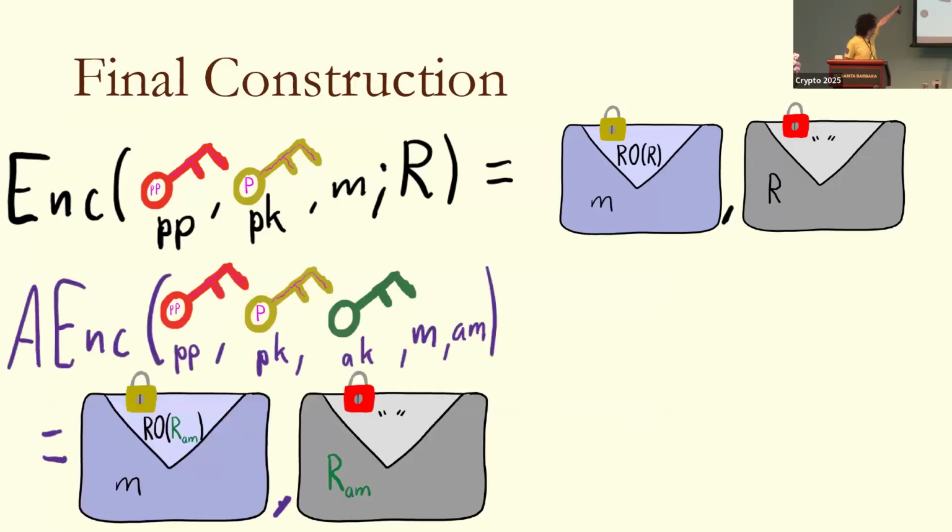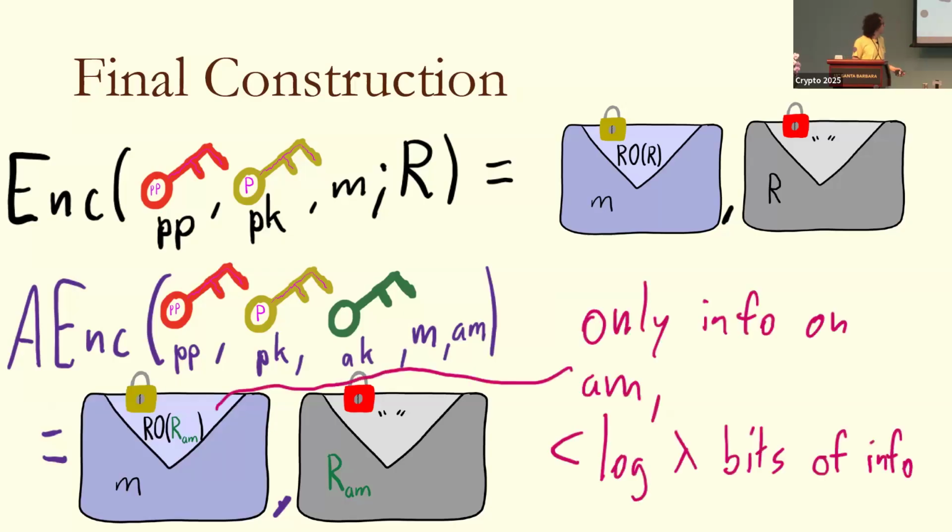And now anamorphic ciphertexts must be of this form because it can be checked. And also the only information revealed to the anamorphic receiver about the anamorphic message will be the output of this random oracle, which again can only contain logarithmically many bits of information about the anamorphic message.